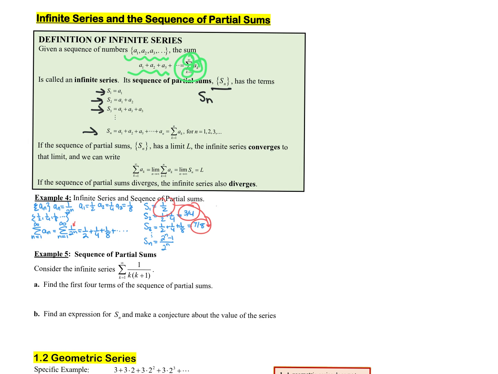So if we were looking at like the S sub 7th, first 7 terms added together, then that'll be 2 to the 7th minus 1 over 2 to the 7th. But we don't really care about that.